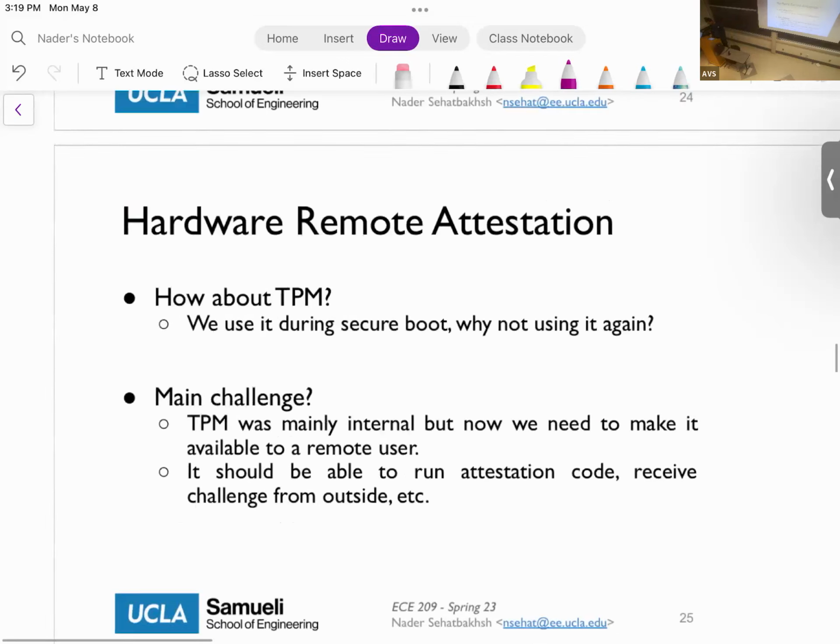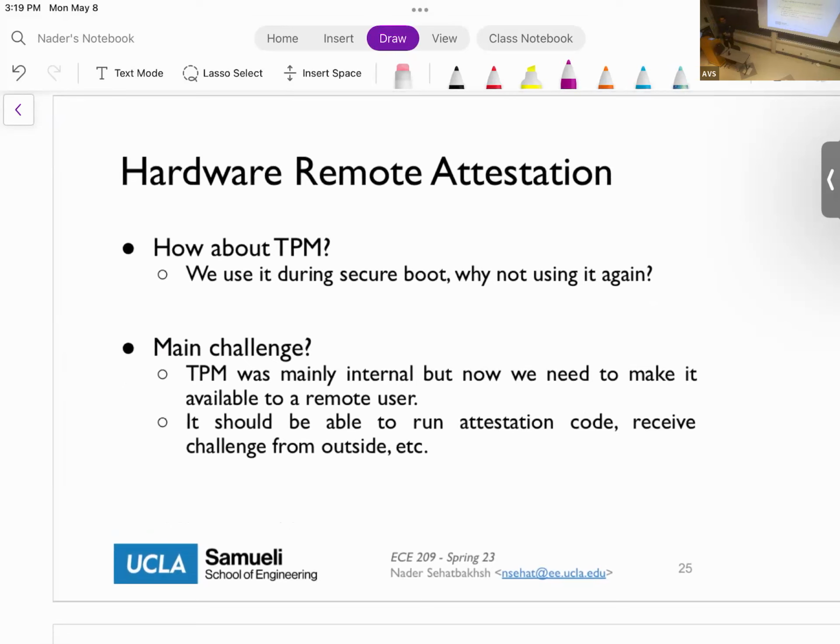So for that, what do we need? We need the TPM to expand a little bit such that it can run arbitrary code, because it needs to run some hash functions. It needs to contact a remote device, so it needs to have access to the network and so on. Since this is remote attestation, you cannot just compute. You have to compute and send, and this send part also has to be part of your trust zone.